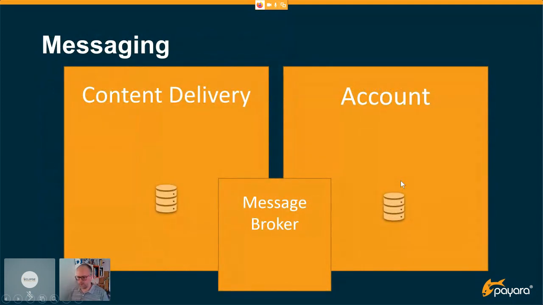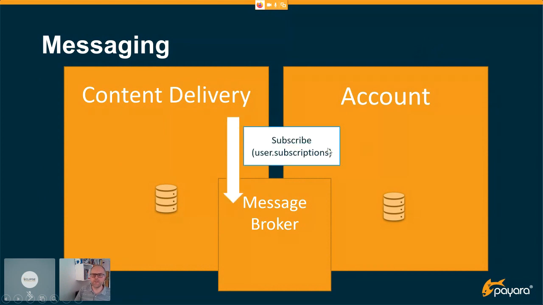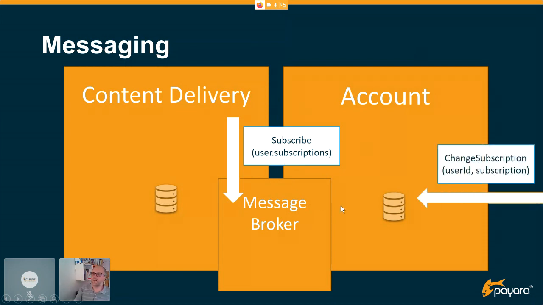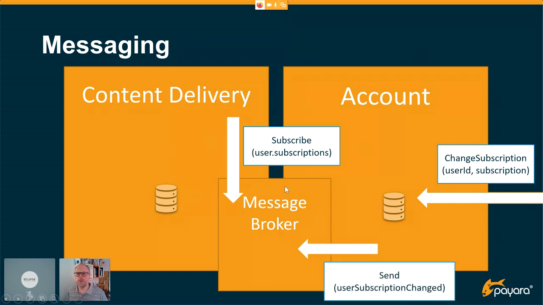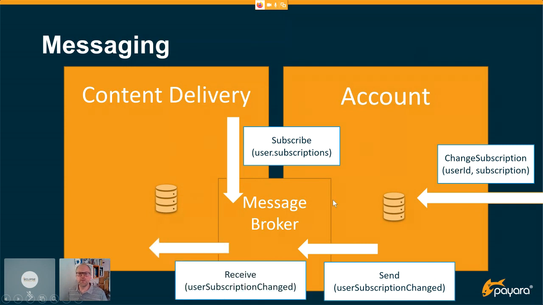So another common approach, and the most common approach in sharing data amongst systems, subsystems, domains, whatever you call them, is messaging. So we've got content delivery subscribing to some topic or a queue, to a message broker, and when a subscription changes, the account system will send a message to that topic or queue, to that destination. Content delivery receives it, processes it, updates its own internal model with that updated data.